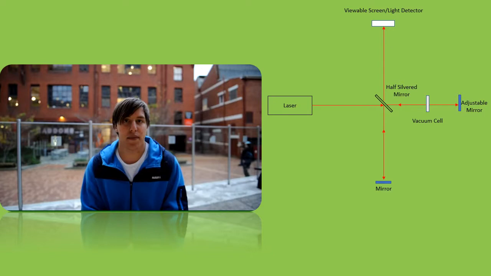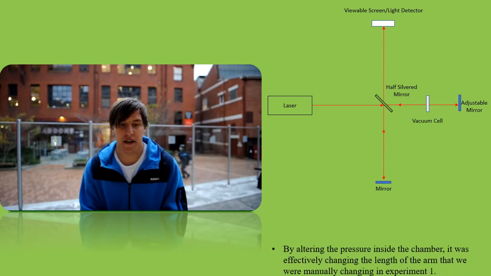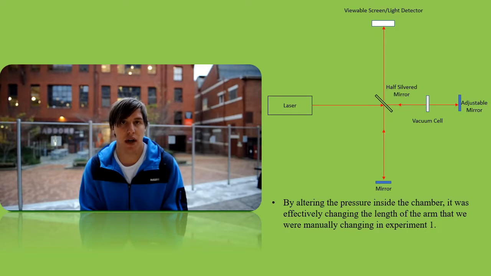The second experiment used a similar setup to the first, except that a variable pressure chamber was added into one of the arms and used to calculate the refractive index of air. When the pressure inside the chamber was varied, effectively changing the length of the arm, the interference pattern changed as well. For reasonably low pressures, the refractive index of a gas varies linearly with the pressure. For a vacuum, where the pressure is 0, the refractive index is precisely 1.